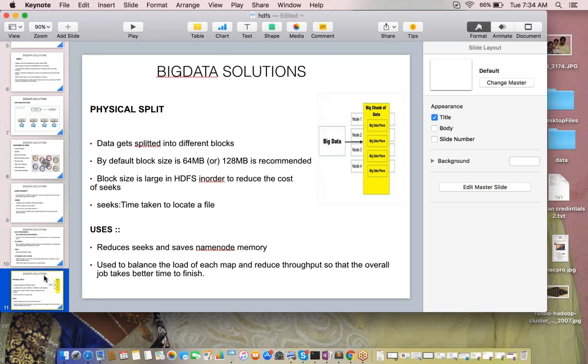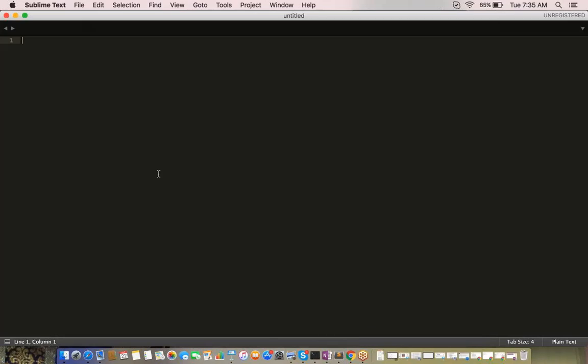It means block 1, block 2, and block 3 can be stored in the same data node, but the replications of a block, like block 1's replicas, will be stored on different machines. Let me take a text file here. I have block 1, and let's assume its replications are b11, b12, b13. I have block 2.